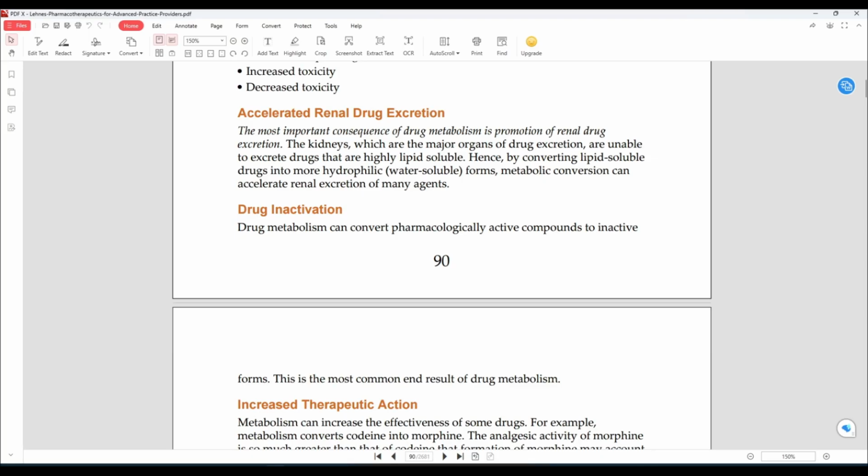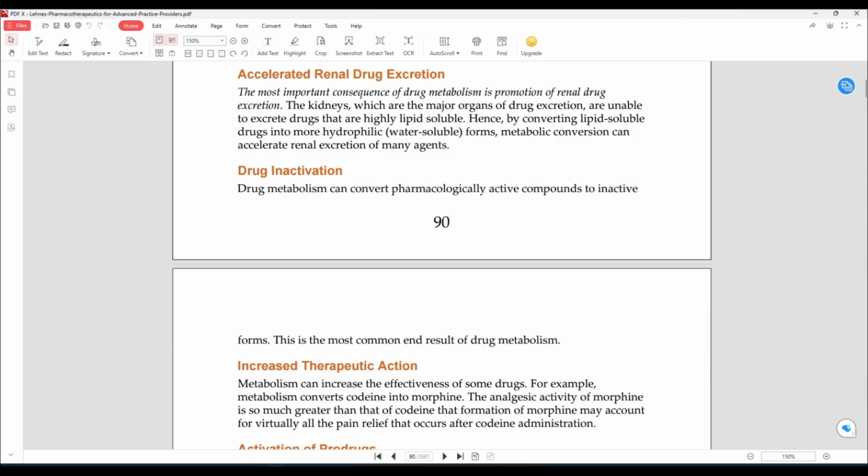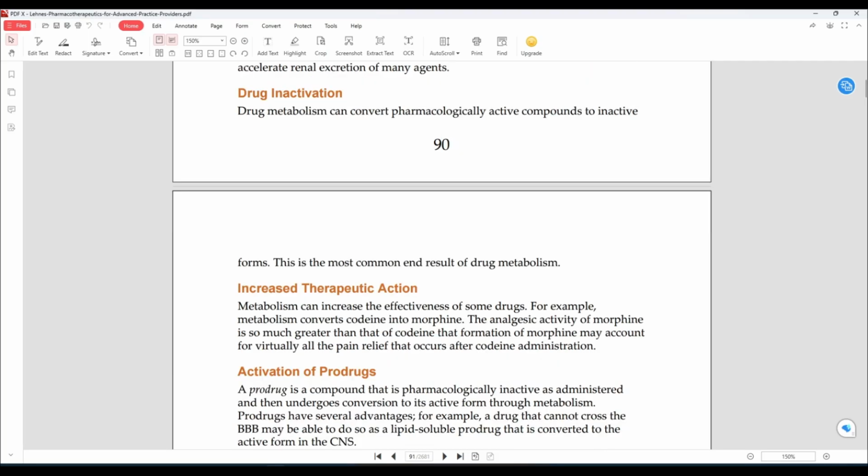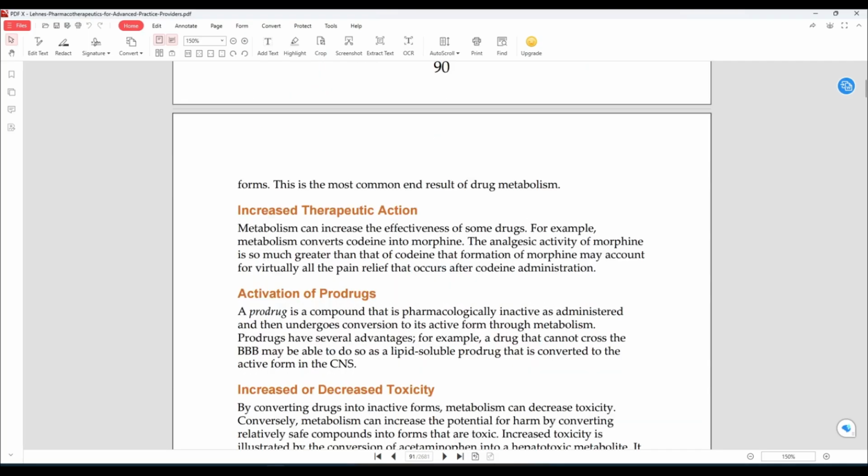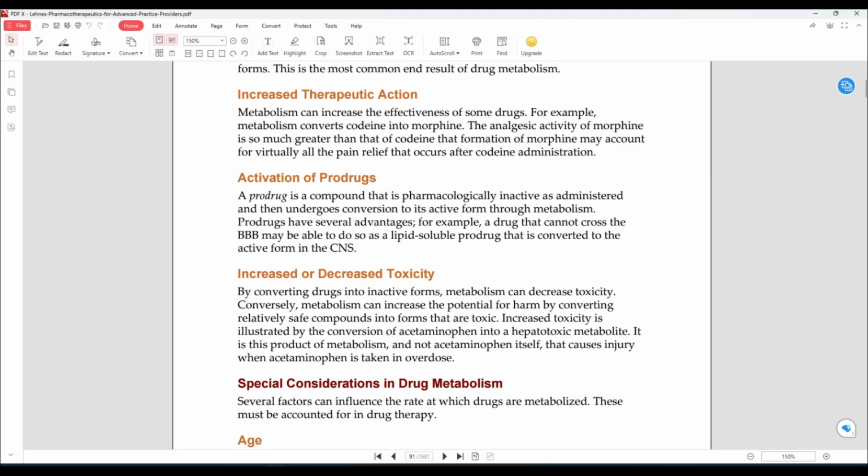Drug inactivation. Metabolism can convert pharmacologically active compounds to inactive forms. This is the most common end result of drug metabolism. Increased therapeutic action. Metabolism can increase the effectiveness of some drugs. For example, metabolism converts codeine into morphine. The analgesic activity of morphine is so much greater than that of codeine that formation of morphine may account for virtually all pain relief that occurs after codeine administration.